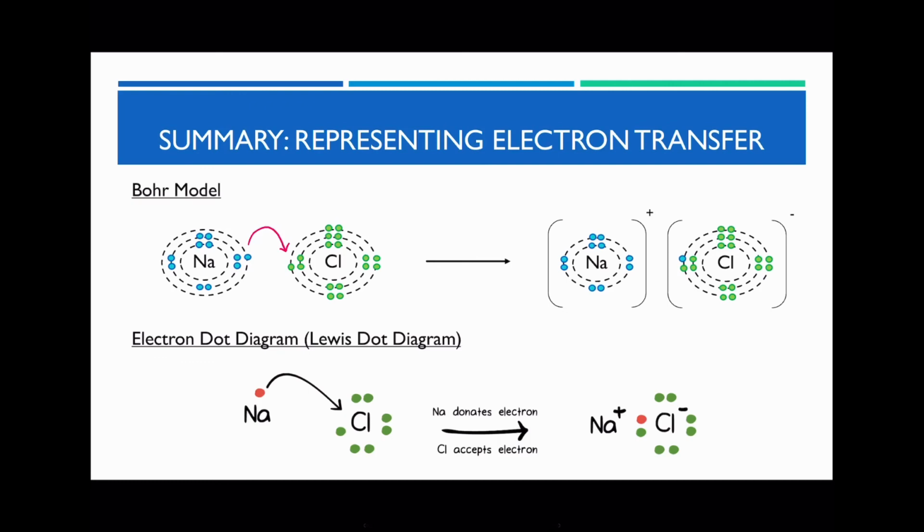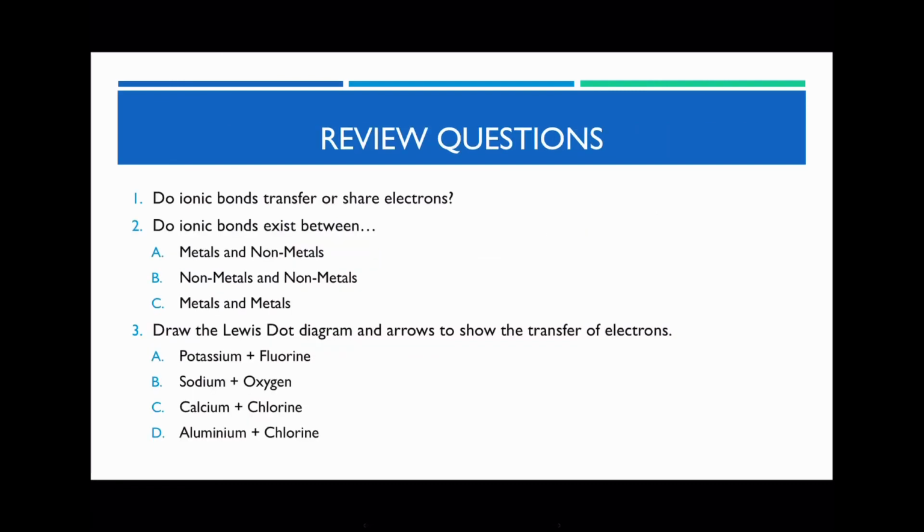Generally speaking, I think the exam gets you to use either option, but I recommend practicing using both the Bohr diagram as well as the Lewis dot diagram to show the electron transfer processes. These are the review questions I'd like you to answer for now.